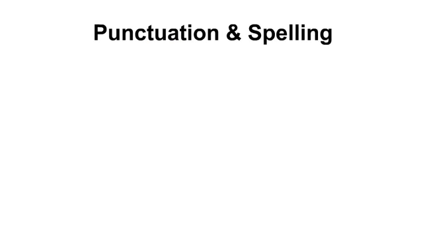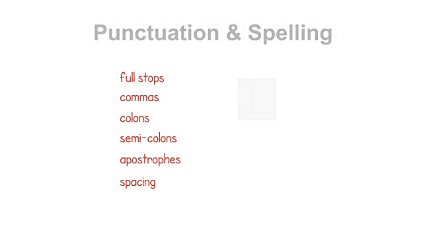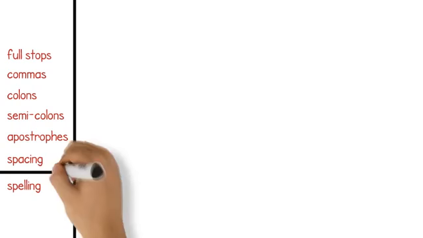This video looks at punctuation and spelling, which are important in academic and professional writing. Punctuation refers to marks such as full stops, commas, colons, semicolons, and apostrophes. It also refers to spacing within the text. Although these marks are very small, they can change the meaning of a sentence.